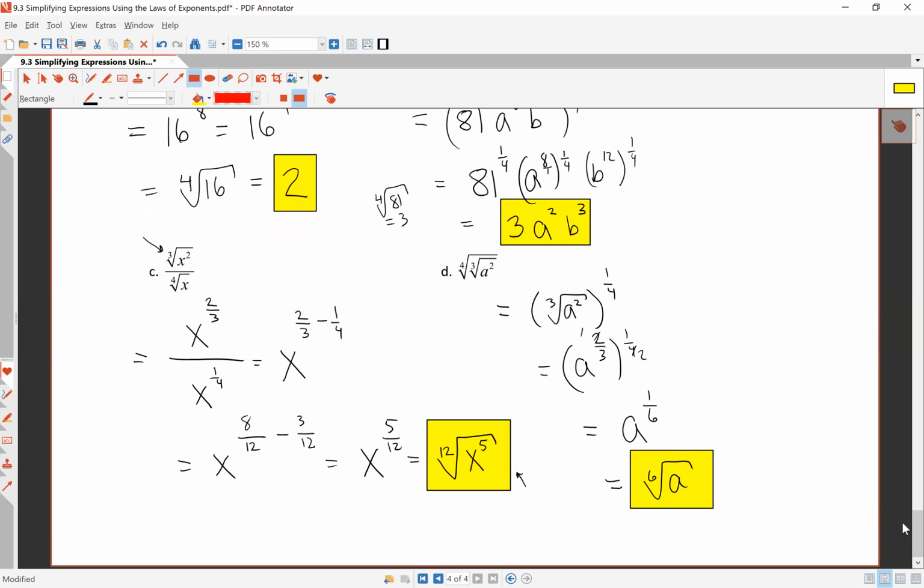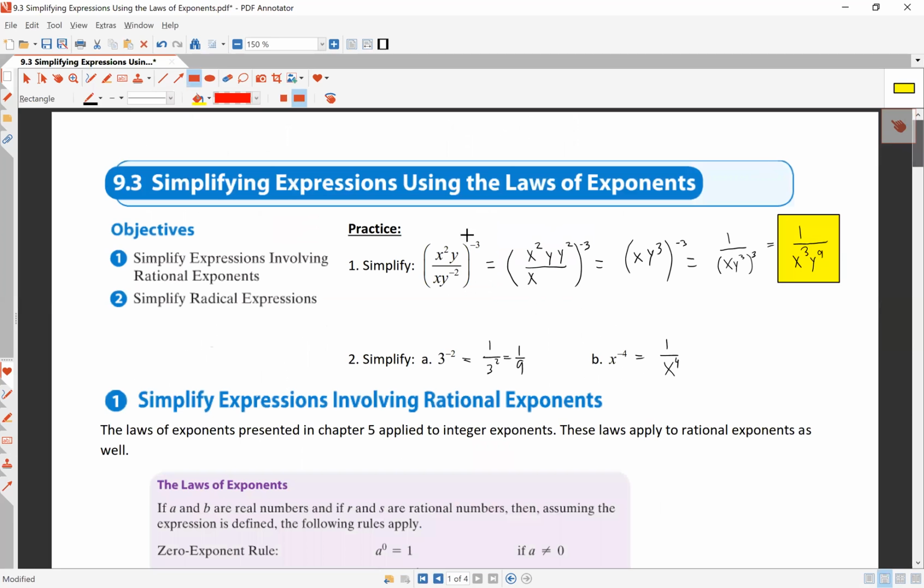And this concludes the video for section 9.3, simplifying expressions using the laws of exponents. Objective 2, simplify radical expressions.